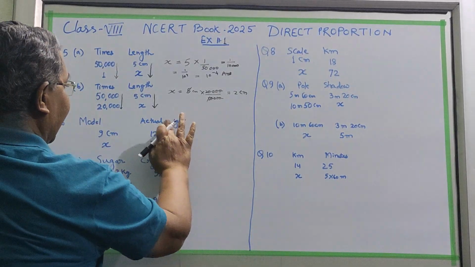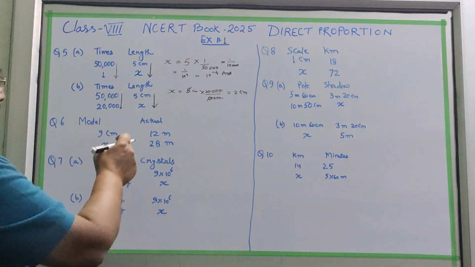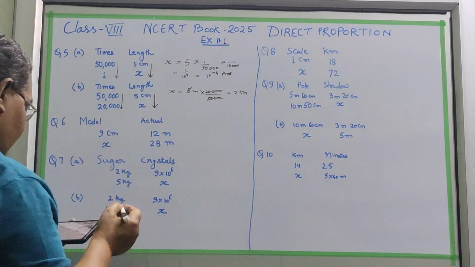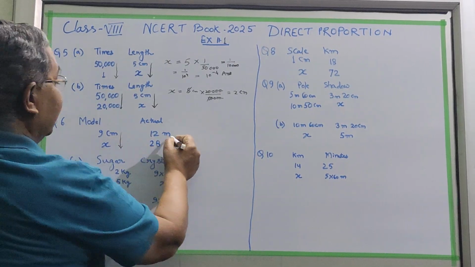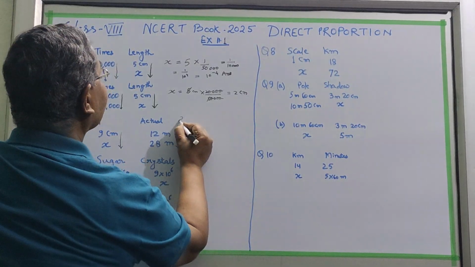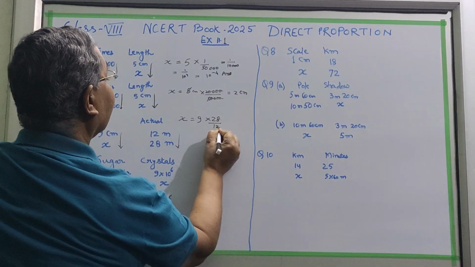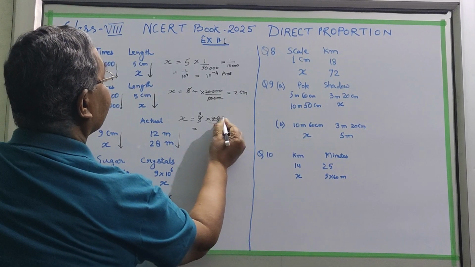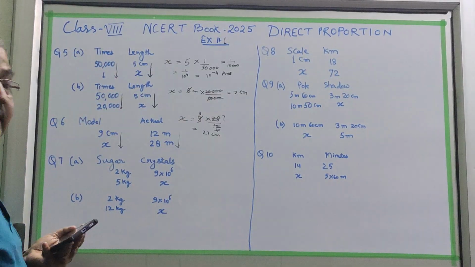If the actual is 12 meter, in the model it is 9 centimeter. So if it is 12, means it will increase, then in the model also it will increase. So it is a direct proportion. In direct proportion, arrows will be like this, and as it is downwards, here also arrow will be downwards. So x equal to 9 into 28 upon 12. Okay. So 3 3 are 9, 3 4 are 12, 4 7 are 21 centimeter. Answer should be 21 centimeter.